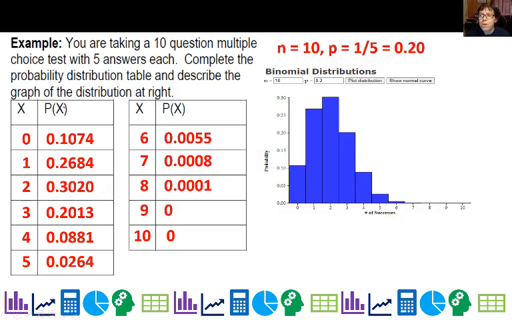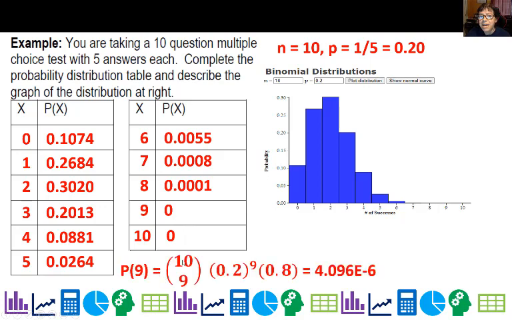Okay, so I went ahead and filled out the table using the GeoGebra, all right? And let's go ahead and calculate that probability of 9. So basically, it's a combination of 10, 9. So my binomial coefficient is, I have 10 to choose from. I'm taking 9.